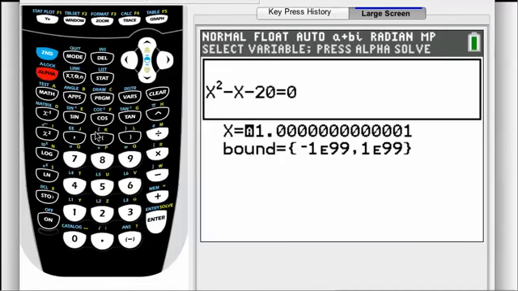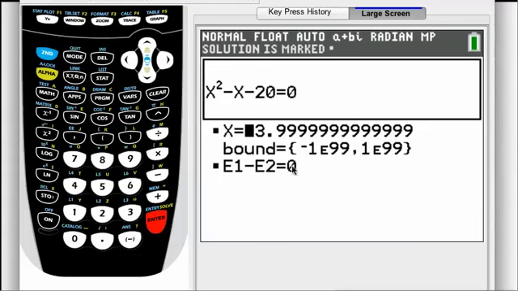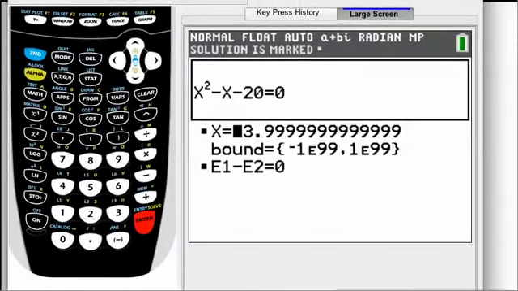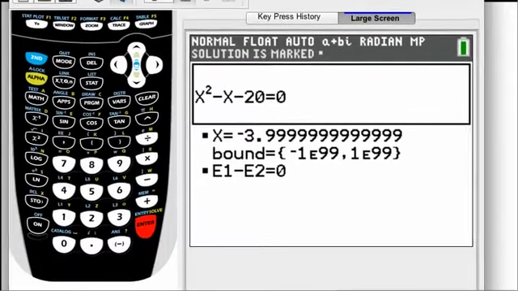Let's hit alpha, enter, and it kind of solves it here, negative 3.99. Once again, this is round off error due to the internal circuitry of the calculator. So that is negative 4. Yeah, that was one of them. But where's the 5? Okay, well, let's see what we can do here.